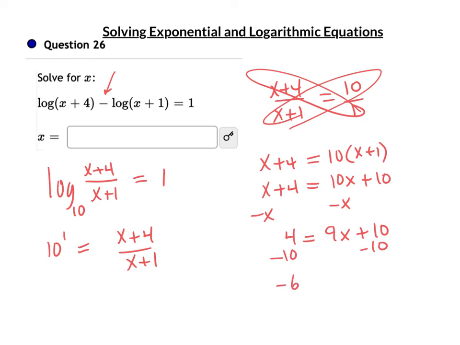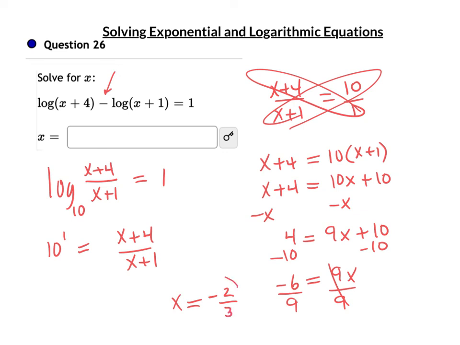Negative 6 equals 9x. And divide by 9. And x is by itself. Looks like 6/9 are both divisible by 3. Negative 2/3. And you have to be careful.